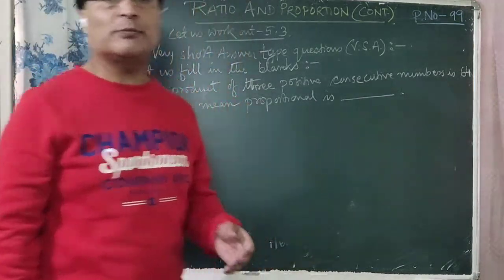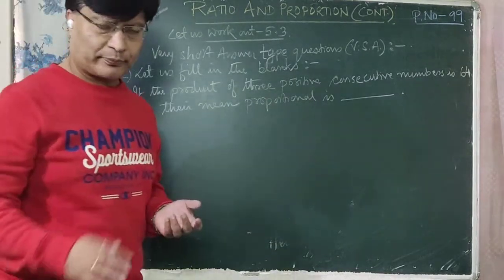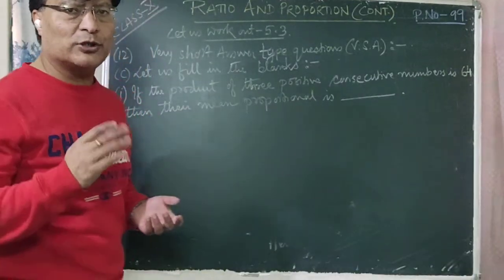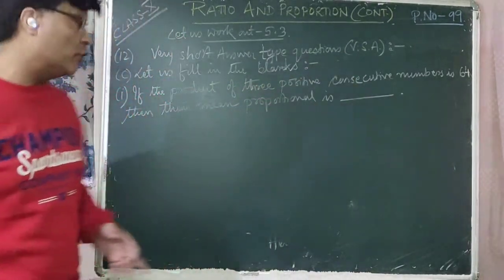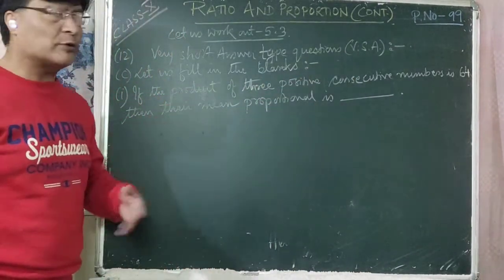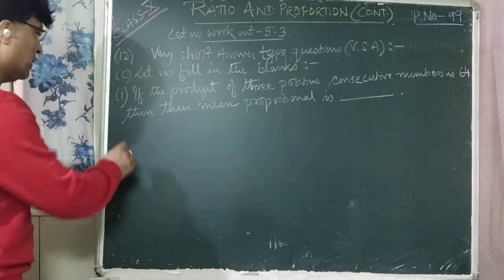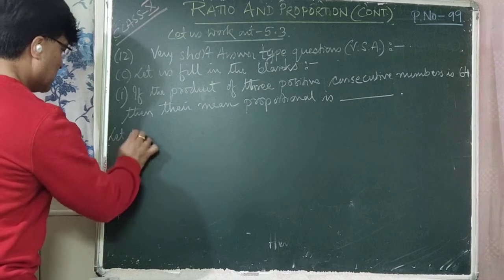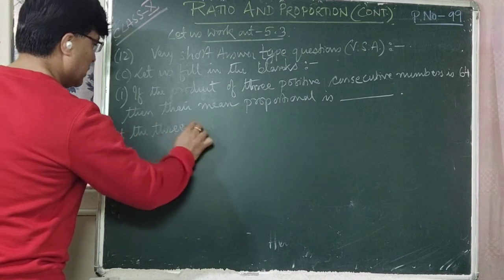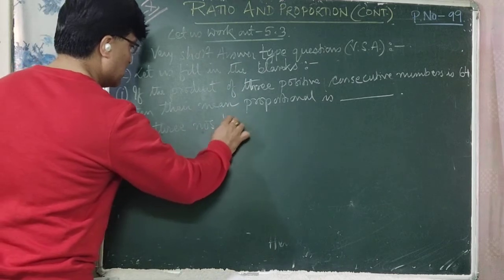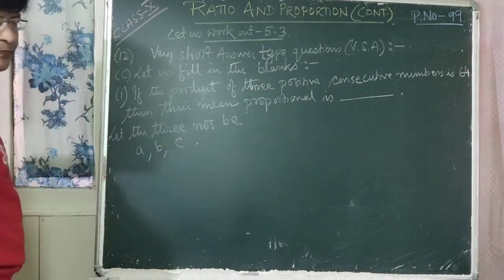Let the three positive numbers be A, B, C. You can assume it. Let the three positive numbers be A, B and C, which are consecutive numbers. And their product is what? Their product is 64. Then their mean proportional is dash. You have to find out their mean proportional. Okay? Let the three numbers be A, B, C.